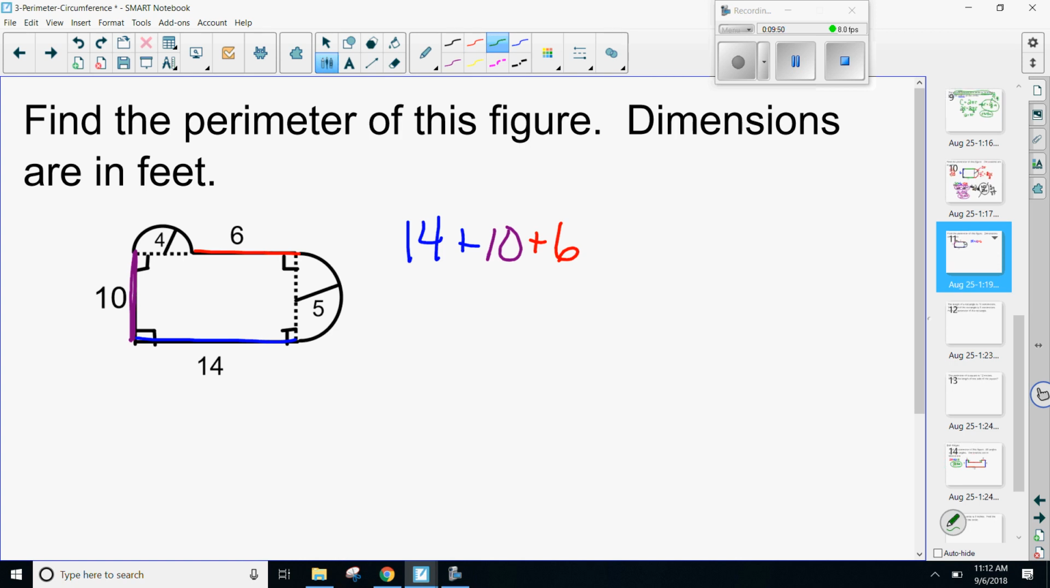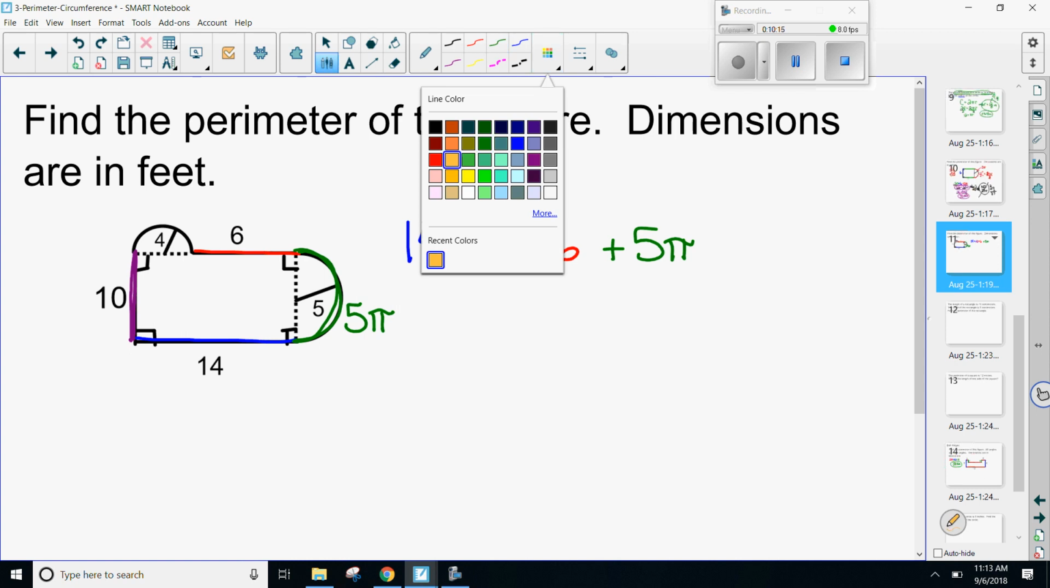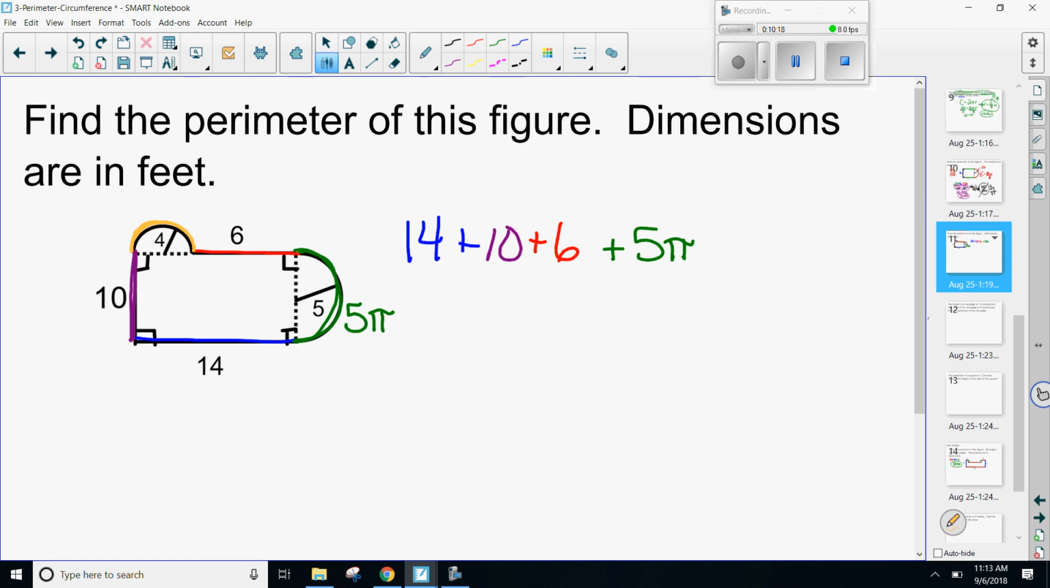Then we have this curved segment right here. If you talk about that curved segment, what is it? 5 pi. You would take it times 2. It's going to be 10 pi, but I have to divide by 2 because it's only a semicircle. So then I have a 5 pi, but I have yet another segment, right? The other segment I have is this curved piece right here, which is a semicircle. What is that circumference part? 4 pi. So I'm going to add this 4 pi over here.